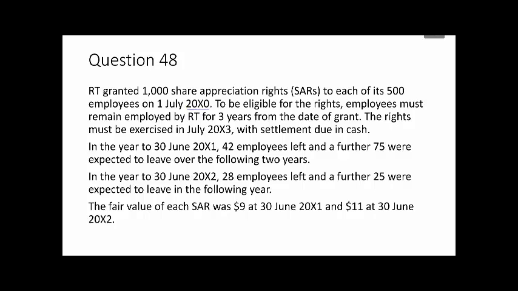So it gives us information about the year to 30th of June X1, tells us how many employees left and the expectation of future employees that might leave over the following 2 years. Gives us the same information for the year to 30th of June X2, and then finishes off by telling us the fair value of each of those share appreciation rights at each of the 2 dates.